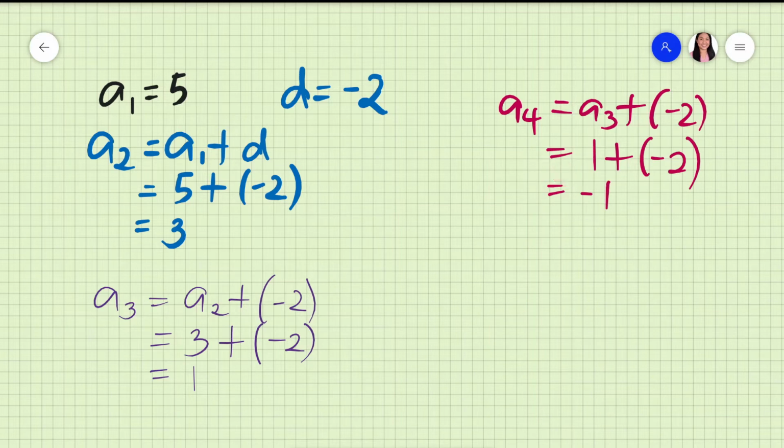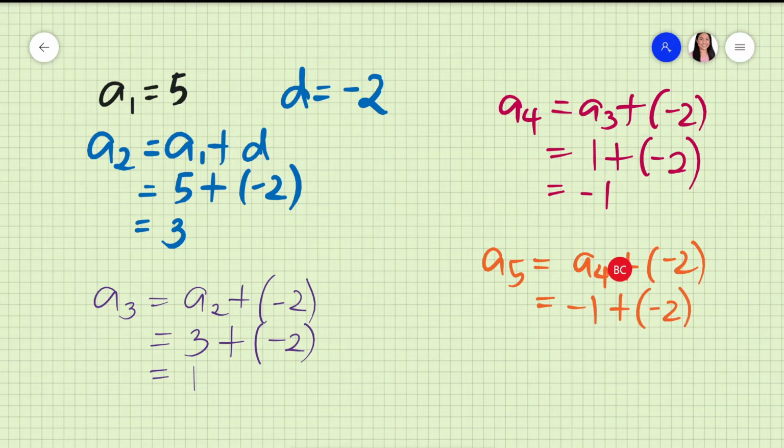Very good. And lastly, for the fifth term, a sub 5 is equal to a sub 4 plus the common difference, which is negative 2. Substitute the value of a sub 4, which is negative 1, plus copy the common difference, which is negative 2. Perform the indicated operation. Negative 1 plus negative 2, the answer is negative 3. Very good. Now, to get a term, we added the common difference or the constant to the preceding term.